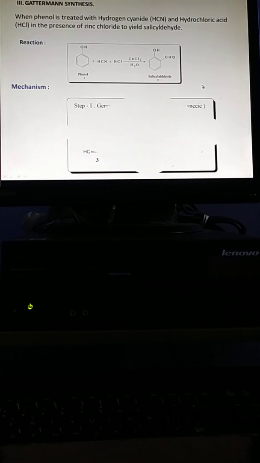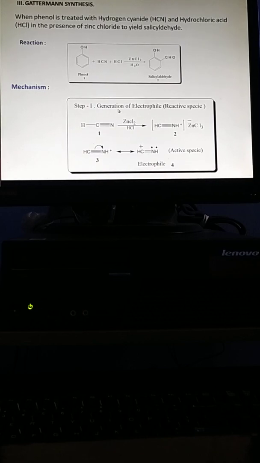Now we will move to the mechanism. Step 1 involves the generation of the electrophile, that is the reactive species here. Here structure 1 is hydrogen cyanide, carbon triple bond N. In hydrogen cyanide, carbon and nitrogen are attached by a triple bond.